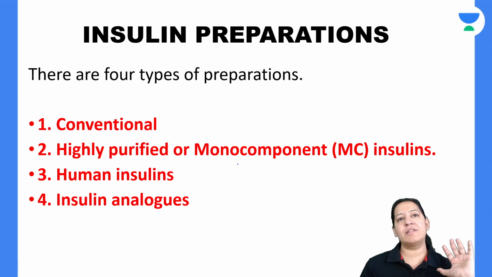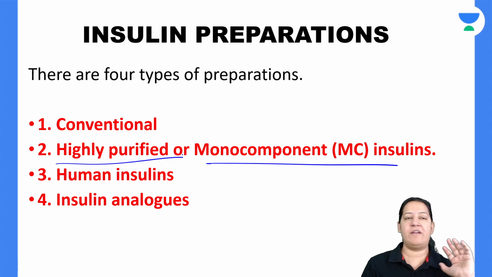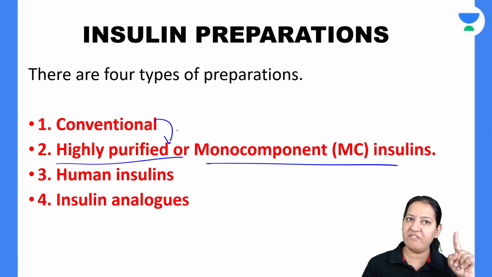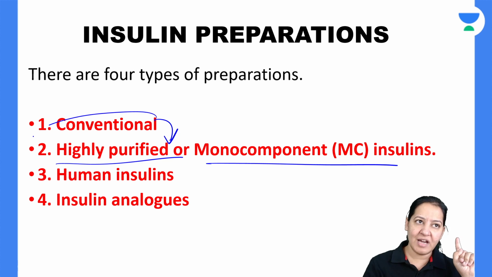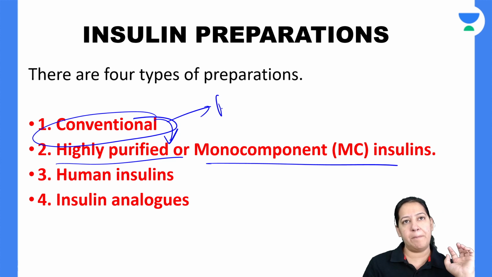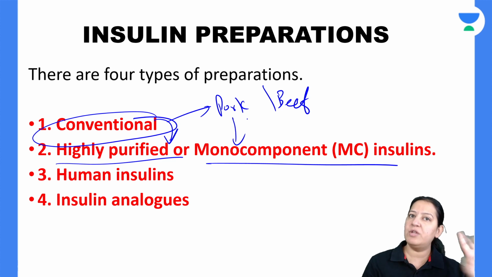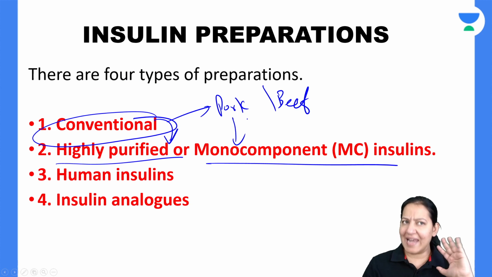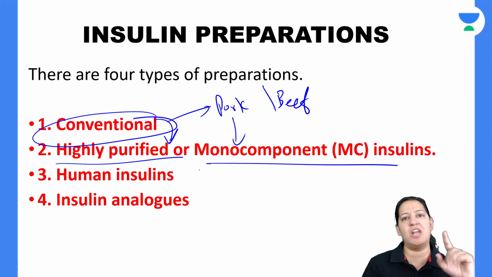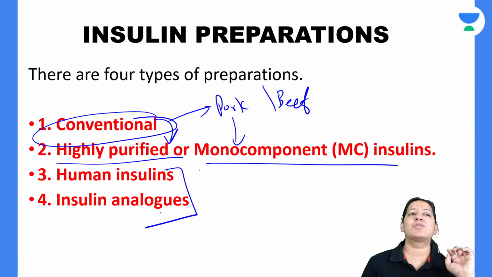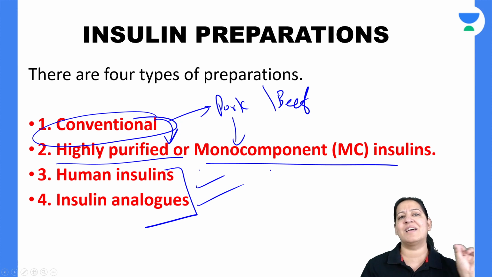The second form is the monocomponent insulin or highly purified insulin. These are nothing but the purified version of conventional insulin. So we take the conventional insulin, prepared from the pork or from the beef, we purify it and then use it in humans. Still they are less antigenic as compared to conventional, but not the best. The best are these two, human insulin and insulin analogues.